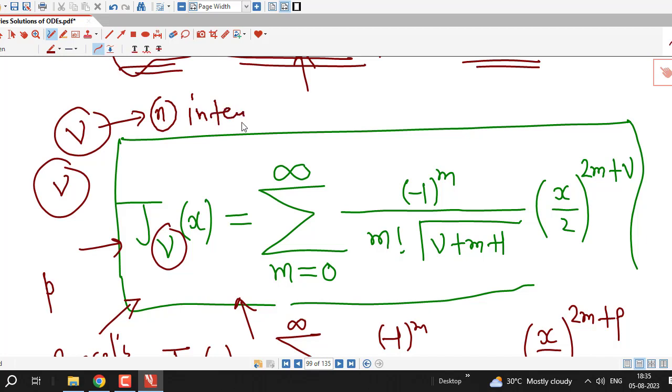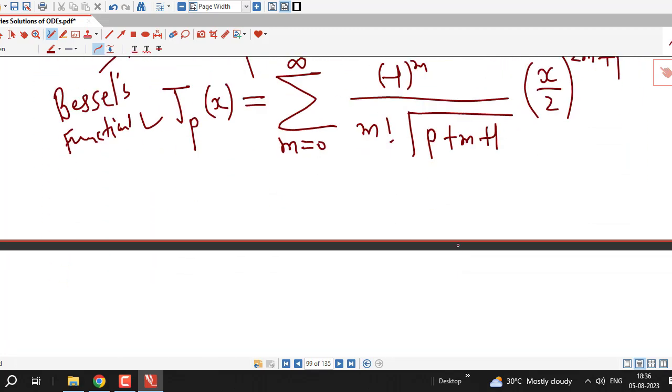If nu is an integer, then how will this Bessel's function look? For that we will use the properties of the gamma function also. For now I stop here.